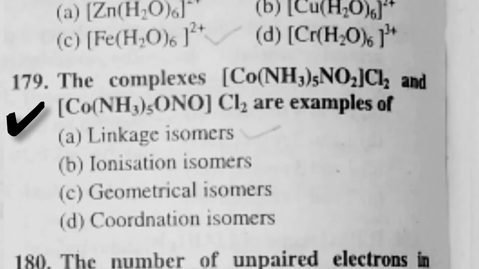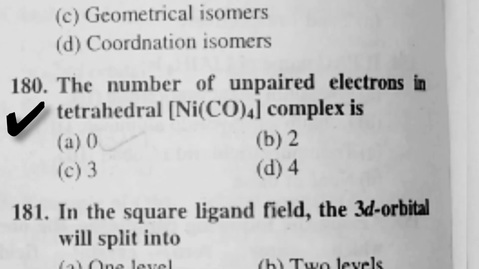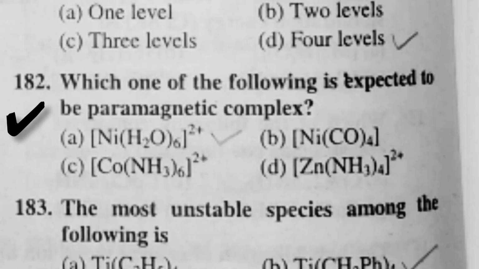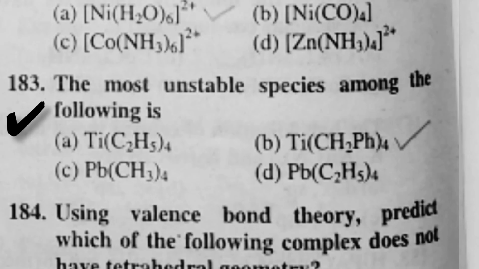Option C is right. The complexes this and this are examples of option A is right. The number of unpaired electrons in tetrahedral complex is option A is right. In the square planar ligand field, the d orbitals will split into option D is right. Which one of the following is expected to be paramagnetic complex? Option A is right. The most unstable species among the following is option B is right.